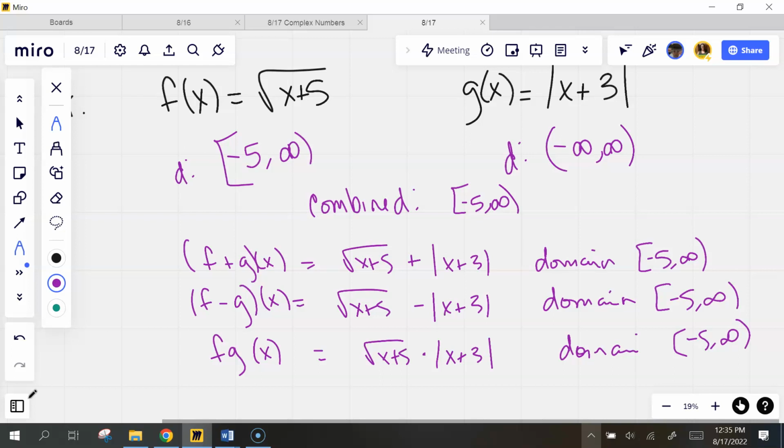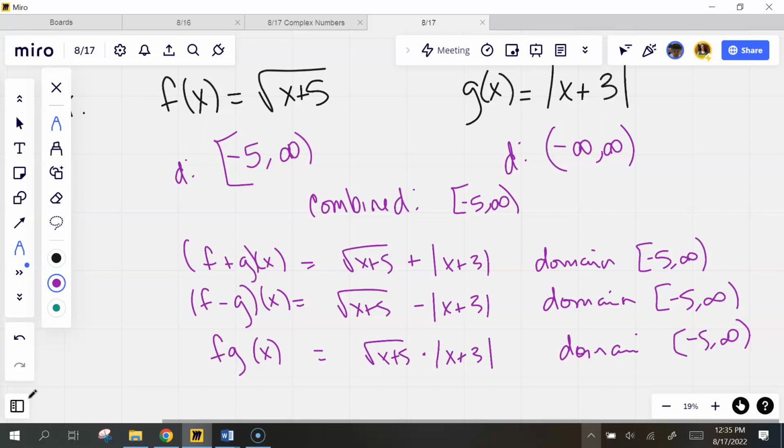The only time it's going to change is if you do a division problem, and then you'd have to leave the bottom equal to 0 out of the domain. If I did f divided by g, I'd have to leave out any place the bottom would equal 0 from my combined domain.